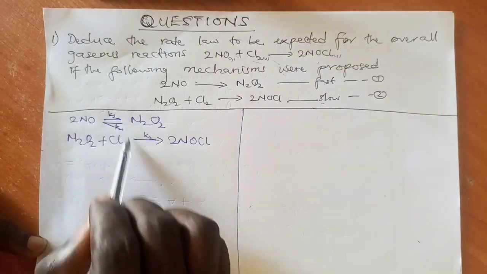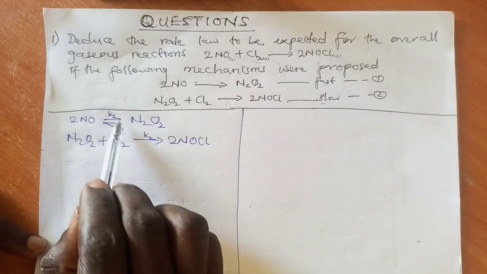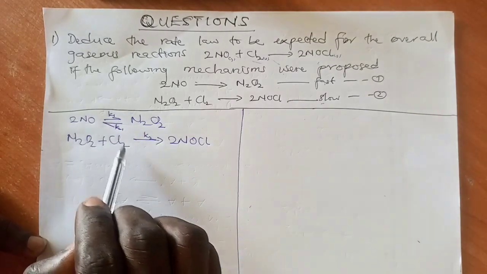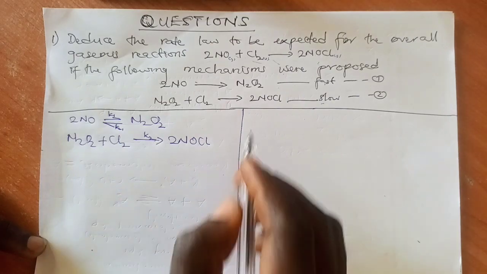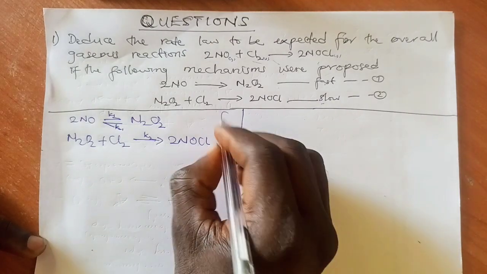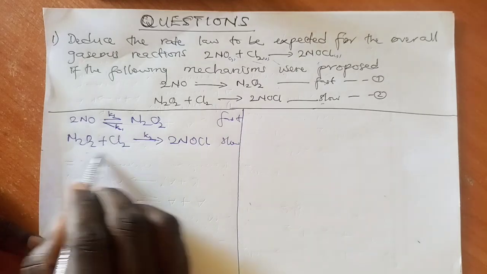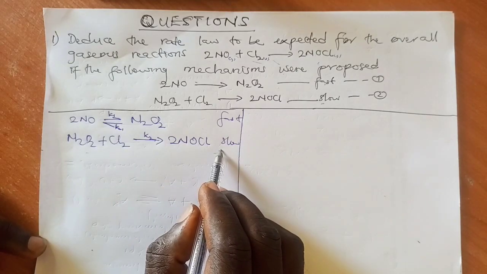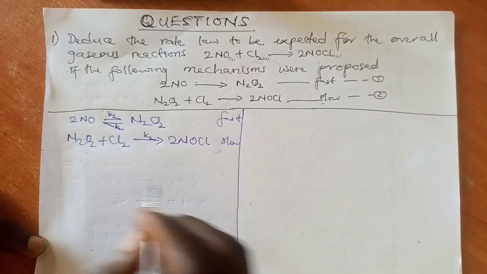Here there are three reactions taking place. This is the forward reaction, this is the backward reaction, then plus this one. We are told this is the slow step and this is the fast step. Understand that the slow step will become our rate determining step. You will know why later.